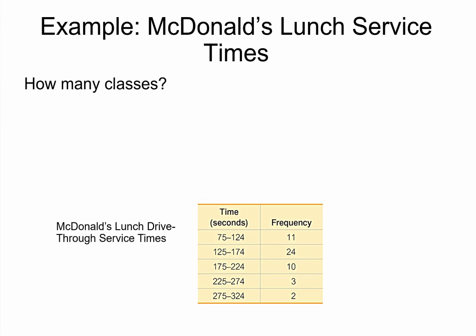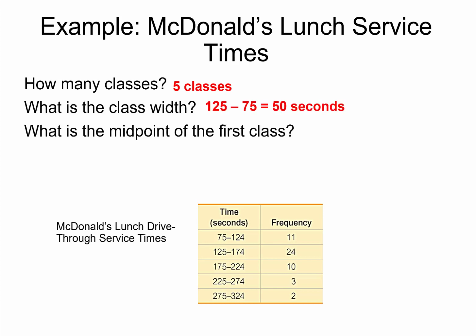How many classes are in the table? We see there are 5 classes in the table. What is the class width? So remember, we take the difference between one midpoint of the first class. So for the first class, to find the midpoint, we're going to add 75 plus 124 and divide by 2, and we get 99.5 seconds.